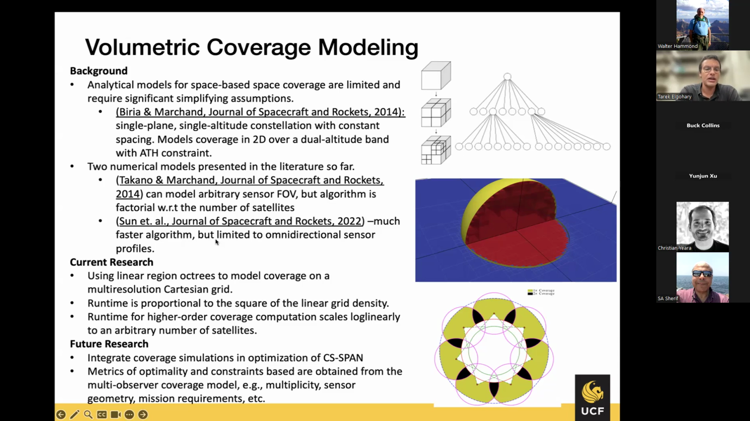Some people tried more complex algorithms to define coverage using some sort of finite element for volumetric coverage, but it suffers from runtime issues and computational complexity. What we are looking at here is something that we adopted from computer science type ideas, and they are essentially called octrees or orthrees in n dimensions.